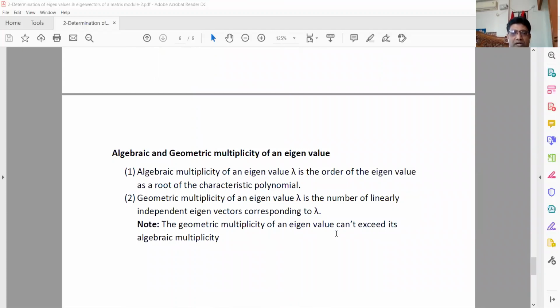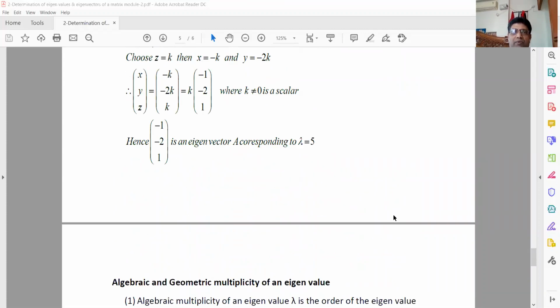And the note is here: the geometric multiplicity of an eigenvalue never exceeds its algebraic multiplicity. So this is the note you have to remember.